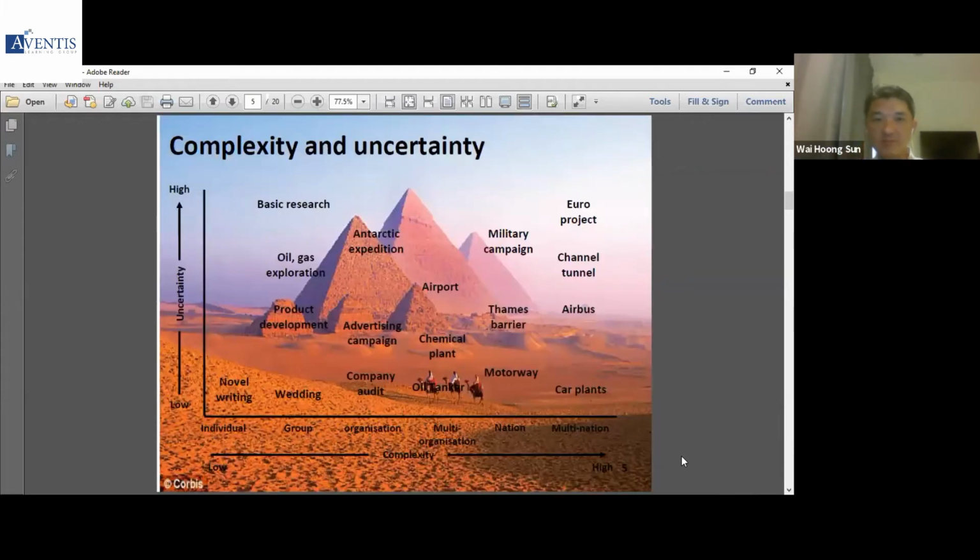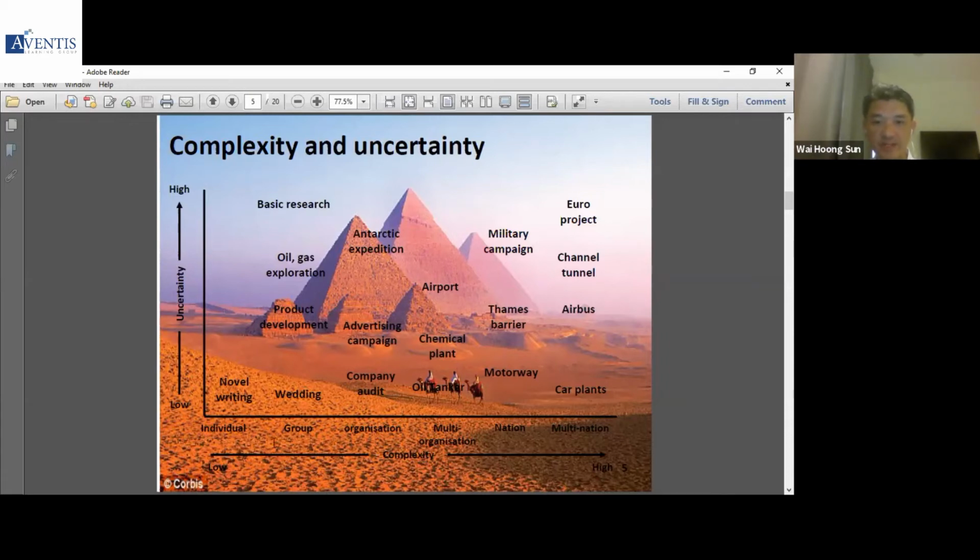Now, just to give an overview of the kinds of projects that are out there, ranging from the simplest to probably the most complicated. If you look at the x-axis here, the horizontal axis, you'll find that this goes by complexity. The word complexity here is used to define how many people are involved in the project.